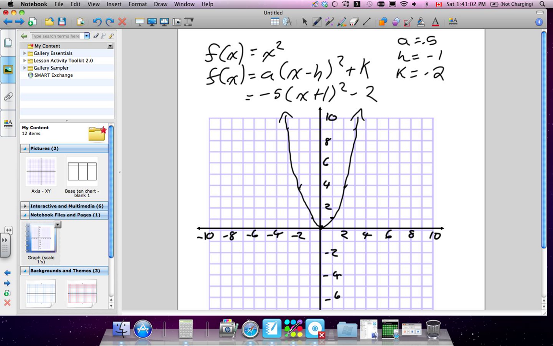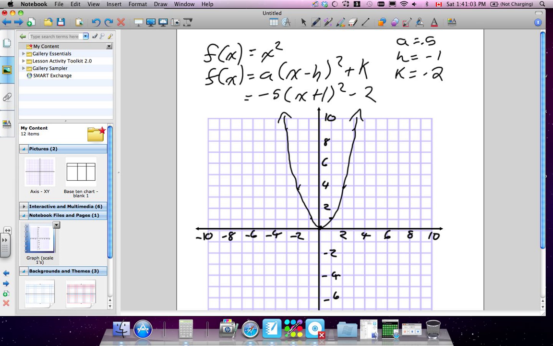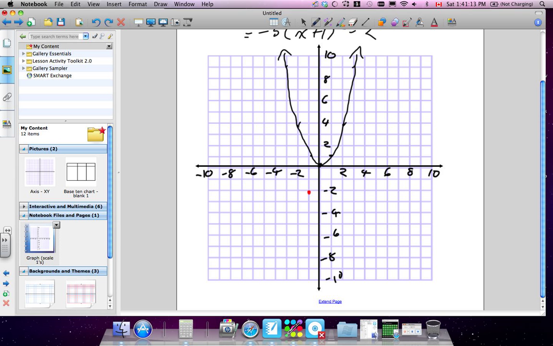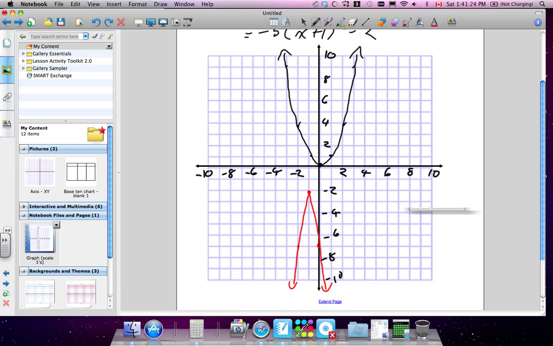So essentially, our new point is to the left 1, down 2. So here's our origin. It's going downwards and stretched by a factor of 5. So we go over 1, down 5. Over 1, down 5. So we have a new parabola that looks like this. Okay? Okay.